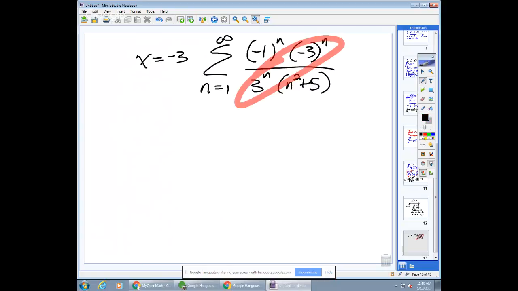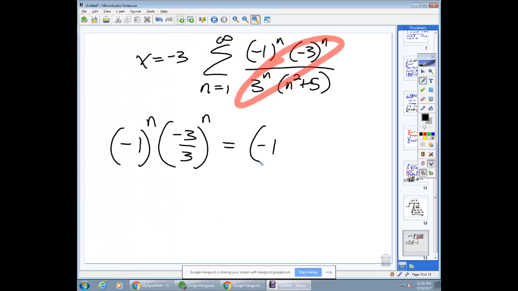So I can say that that must be the same as -3/3 to the n. -3/3 on a good day is -1. So what I have up there is then a -1 to the n times -1 to the n. And they do have the same power, right? So that means this is the same thing as -1 times -1 to the n, which is just 1 to the n. So the alternating part goes away in this case. They balance each other out because they're alternating at exactly the same frequency.